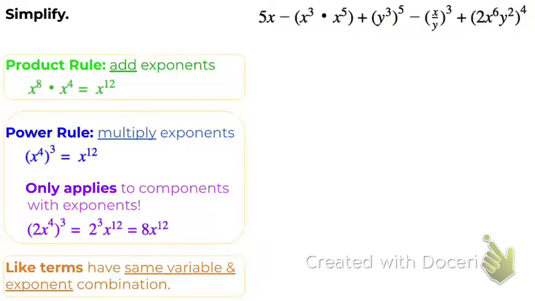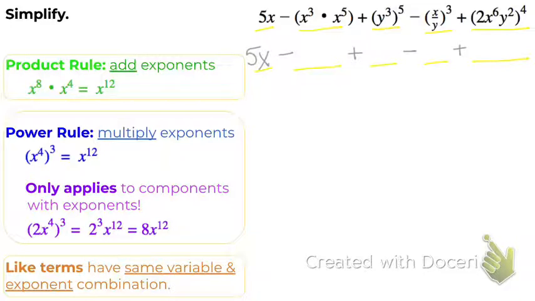Here we're asked to simplify this expression, and there is a lot going on here. But if you focus in, we notice that we are adding and subtracting these different terms. So we're going to go through and simplify each of these terms individually, and then we can add and subtract them together. So let's look at the first one. We just have 5x, and there's nothing else we can do to 5 times x. So we're just going to leave that as 5x.